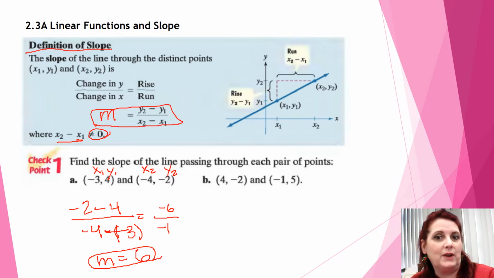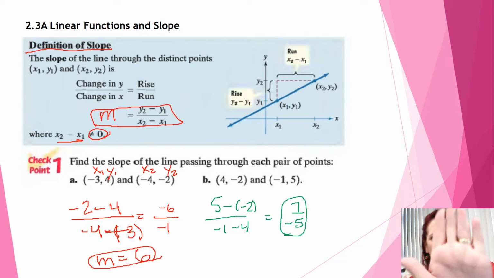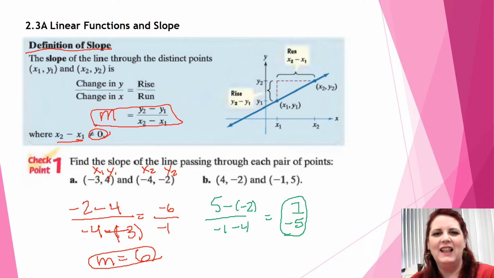All right, let's see if you agree with me. I did 5 minus negative 2 over negative 1 minus 4, which gave me 7 over negative 5, or negative 7/5. Did you get that? You did. Great. High five. Let's move on.